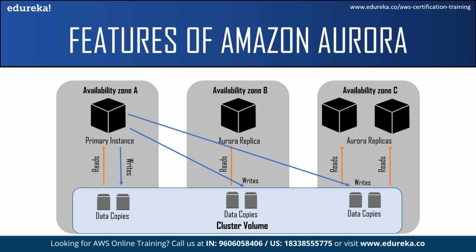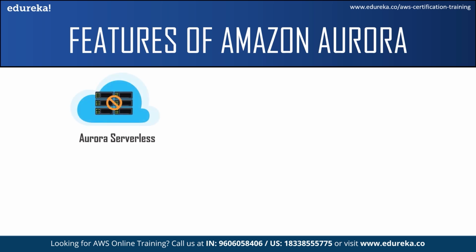Now this was only for the single master replication. You also have something called a multi-master cluster where all the DB instances have read-write capability. In this case, the distinction between the primary instance and the Aurora replica does not apply. Now manually managing database capacity can take up a lot of time, and there is also a chance it leads to ineffective use of database resources. Amazon Aurora Serverless automatically starts up, shuts down, and scales capacity up and down based on your application's needs.